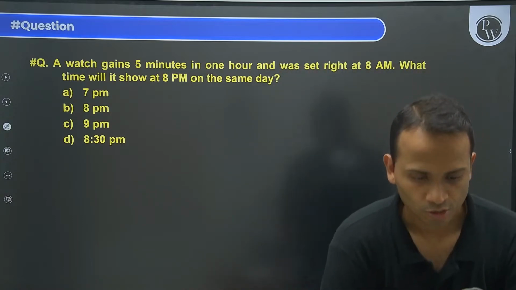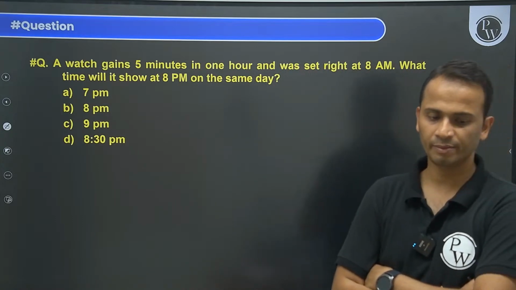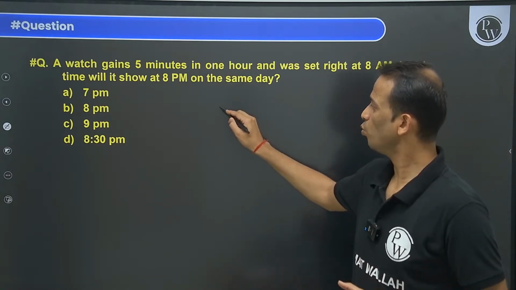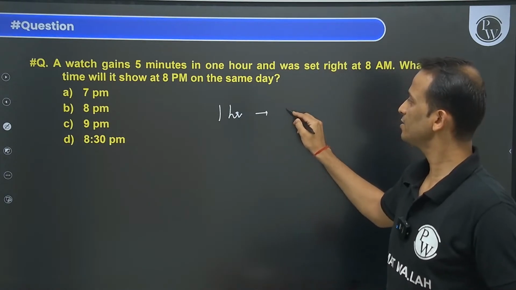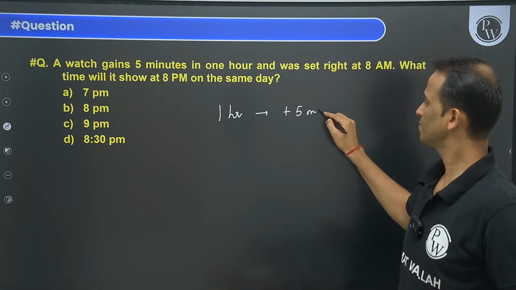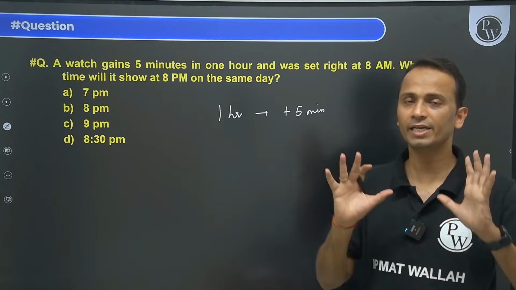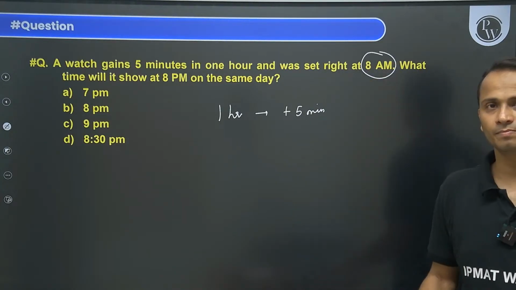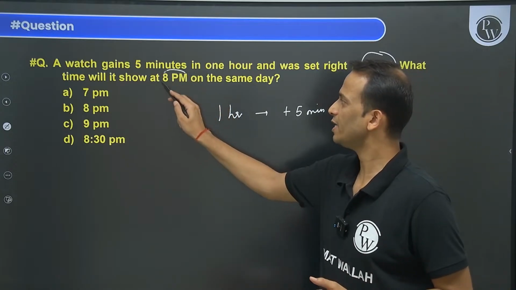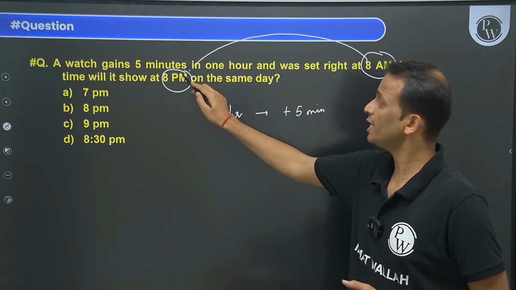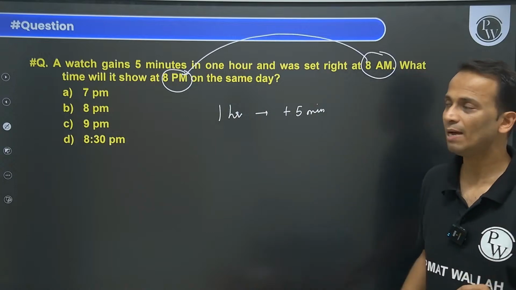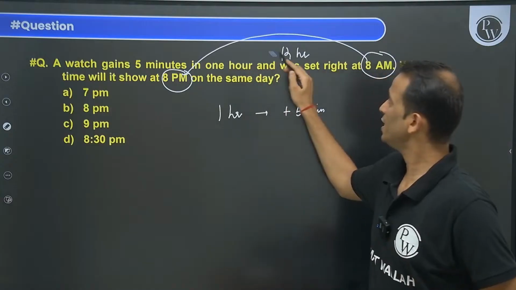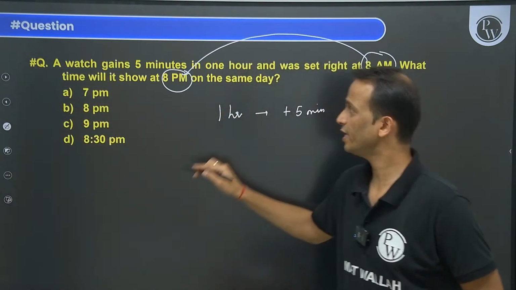All right. So I can see that all of you are giving the same answer. Now what is the rate of gain? In 1 hour, it gains 5 minutes. Okay? 1 hour, it gains 5 minutes. Now this clock is set correctly at 8 a.m. and I have to observe at 8 p.m. So from 8 a.m. to 8 p.m., how many hours have elapsed? 12 hours. Okay? So from 8 a.m. to 8 p.m., how many hours have elapsed? 12 hours.